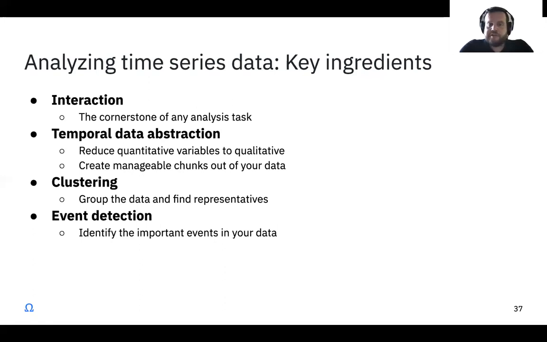There we're basically reducing quantitative variables to qualitative, and we're creating what are called manageable chunks out of our data. Here we're going to analyze how the reader's mental model usually works when reading time series data, and what needs to be facilitated in a successful temporal visualization. Then we have our favorite technique, which is clustering. We have heard about this a number of times before. We just group the data and find representatives. And we can do some event detection where we identify the important events in our data.